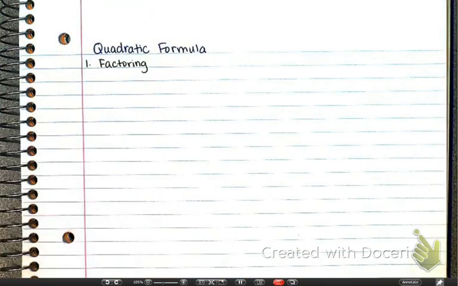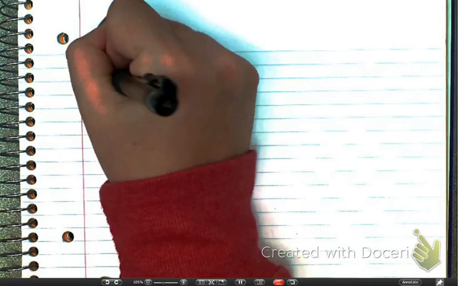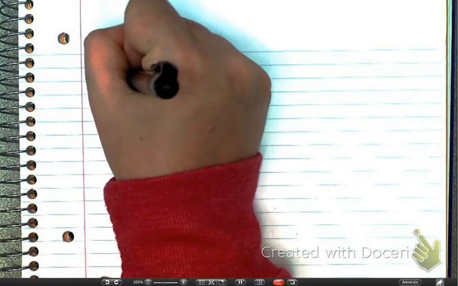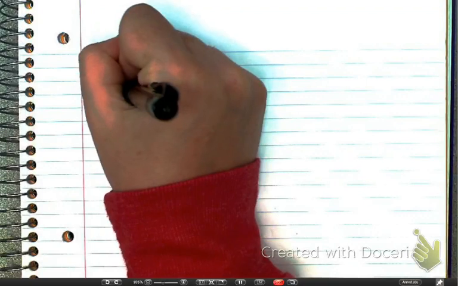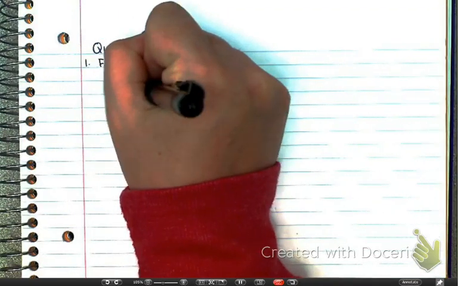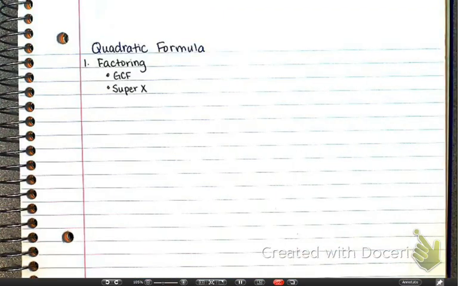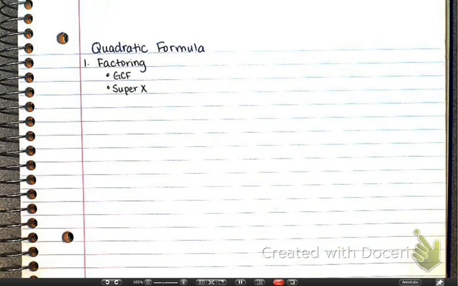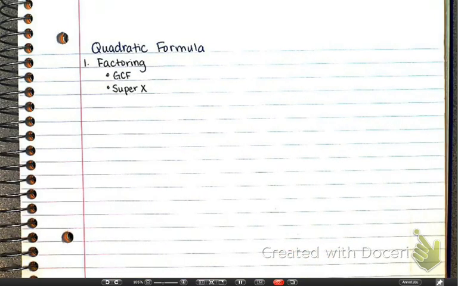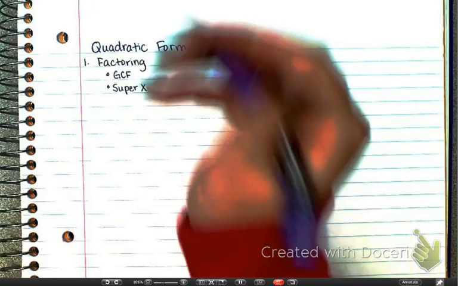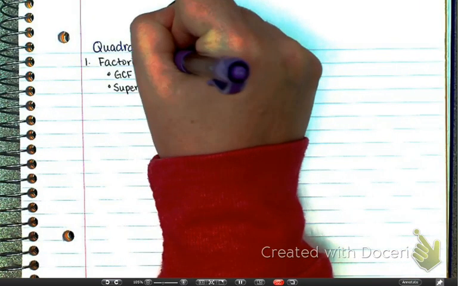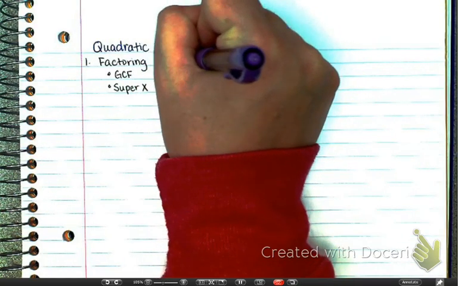Okay, and some things we need to remember for factoring. You're going to always start with GCF, and then you're using the super X. You may have in there some special products. Remember, difference of squares. And if you know the trick for that, you can use it. If not, super X is always going to work. One thing we do need to remember for factoring, though, is our equation must be in standard form.